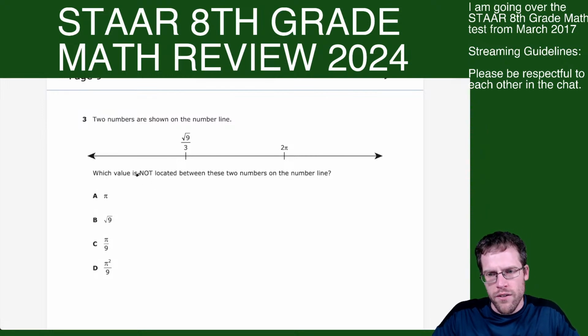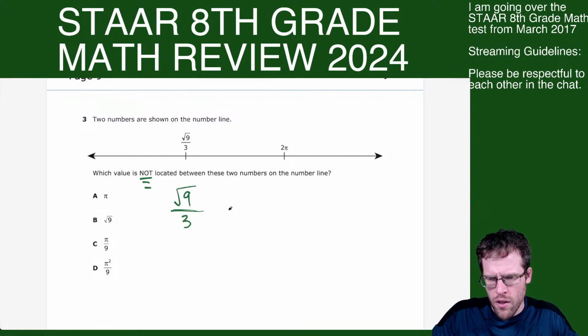Okay, so which value is not located between these two numbers on the number line? Now, for this one, you could just use a calculator and brute force type in this number, and the answer choices. But I'll practice some of our no calculator math as well. So here, the square root of 9 is equal to 3 because 3 times 3 is 9. And when I do 3 divided by 3, this is equal to 1. So this number here is really equal to 1.